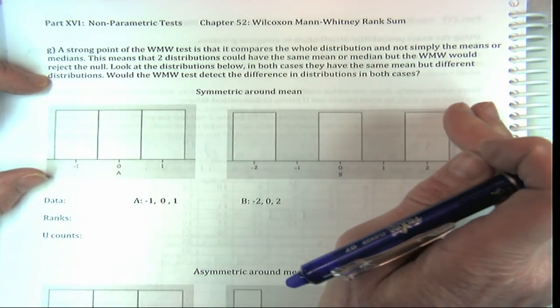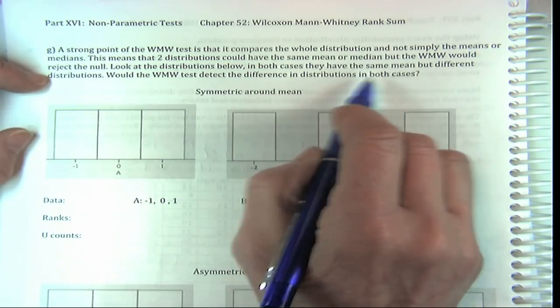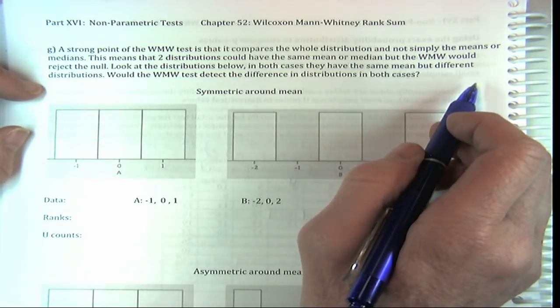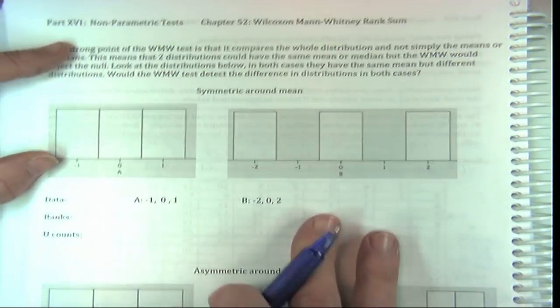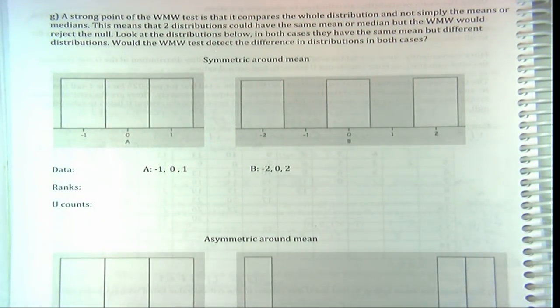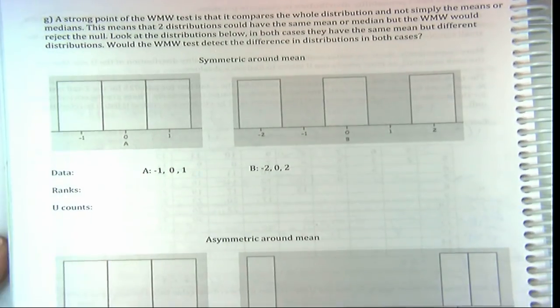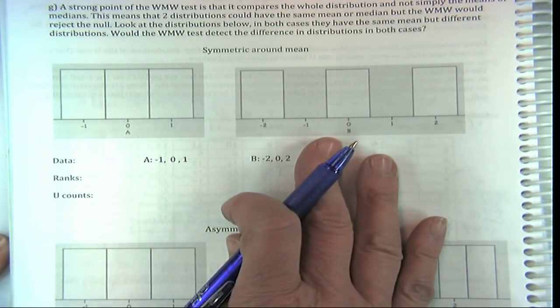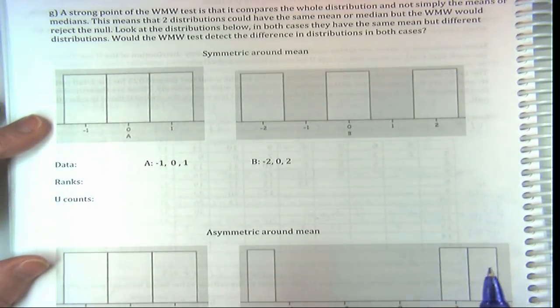So let's look at this. Look at the distributions below. In both cases, they have the same mean, but different distributions. Let's think if we get different ranks and U counts for these. All right, what if it's symmetric around the mean like this? They have different distributions, so what would the ranks be?